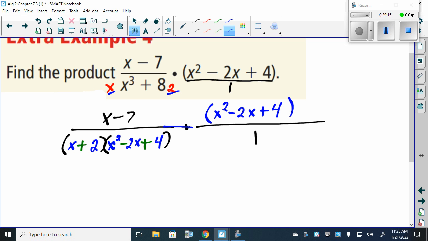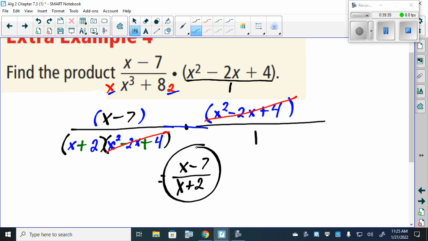And if we multiply these together, the only thing that's in common on top and bottom is the quadratic part, which will leave us with what? X minus 7 over x plus 2. And that there would be the answer. Any questions on this here?